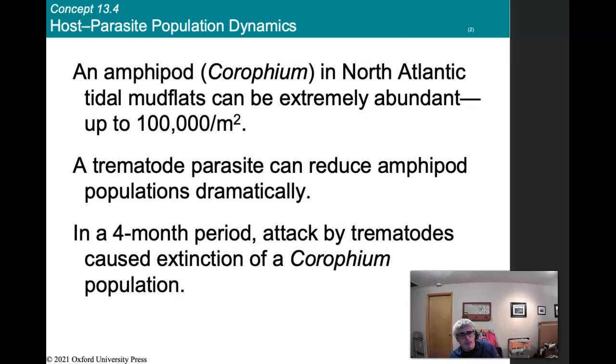The amphipod, Corophium, in North Atlantic tidal mudflats can be extremely abundant. 100,000 per meter squared, like that's a lot. So a meter squared is 3 feet by 3 feet. So kind of do like one of these, sort of like that area, having 100,000 of them. And the trematode parasite can reduce amphipod populations dramatically. In a 4-month period, this attack from the trematode caused the local extinction of Corophium.